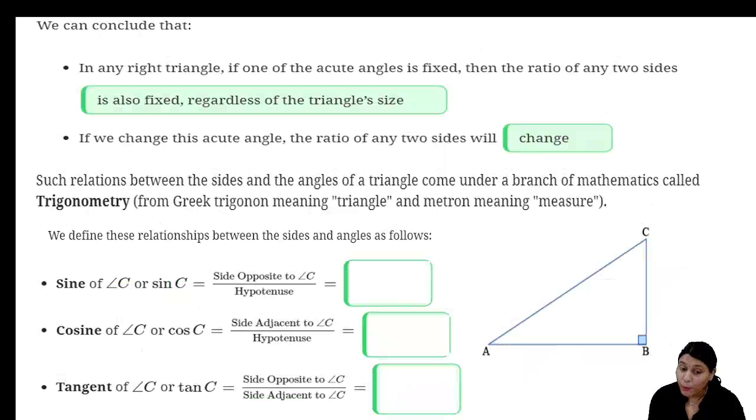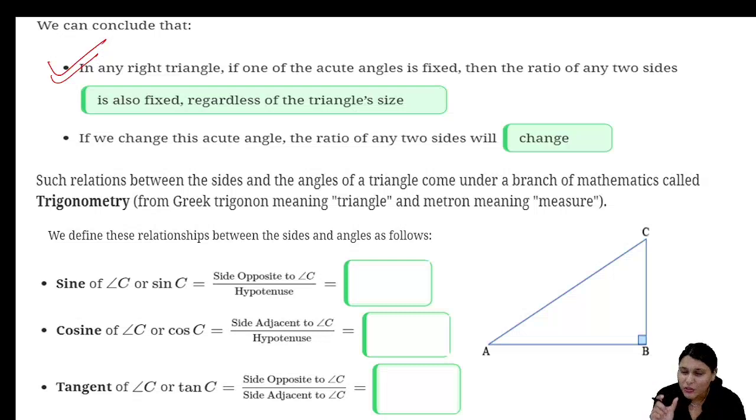So there is a very important conclusion. In any right angle triangle, if one of the acute angles is fixed, then the ratios of the sides of the triangle are also fixed. And it doesn't depend upon the size of the triangle. And when the acute angle is changing, then the ratios of the sides of the triangle are also changing. So can we say that the ratios of the sides of the triangle depend upon the acute angle?